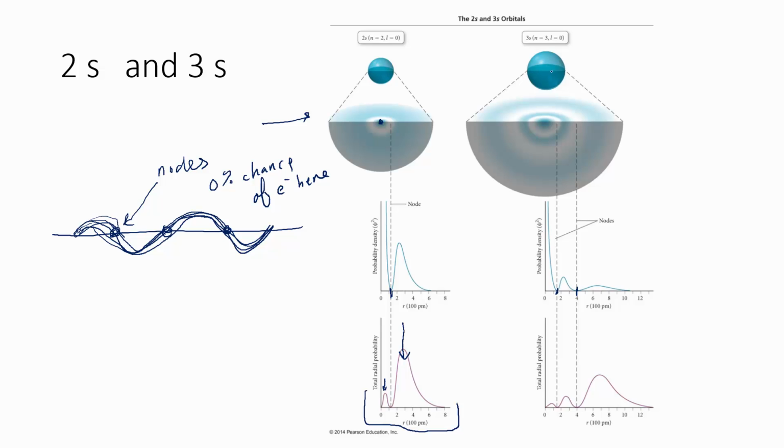The 3s has two nodes. So we have likelihood, zero likelihood, likelihood, zero likelihood, and finally the highest likelihood right through here of where the electron is going to be.